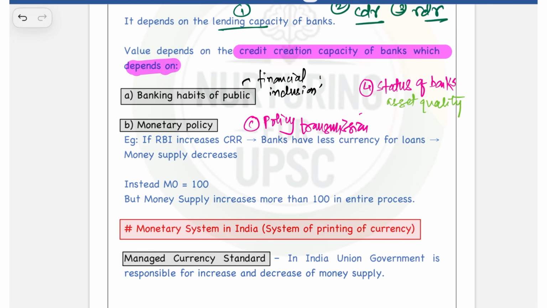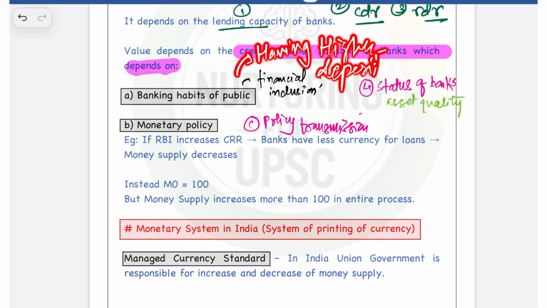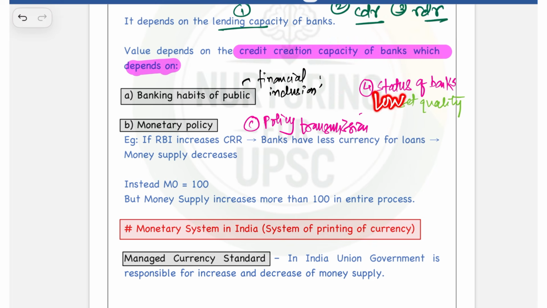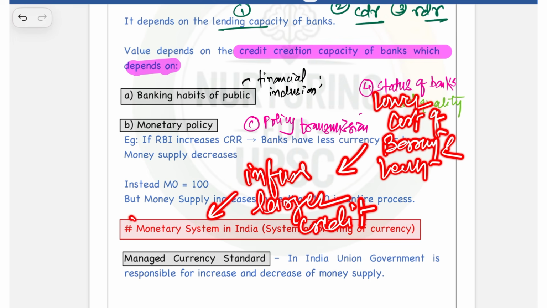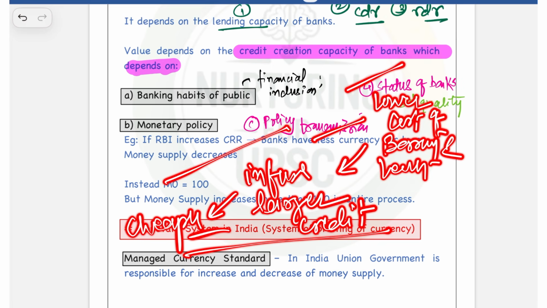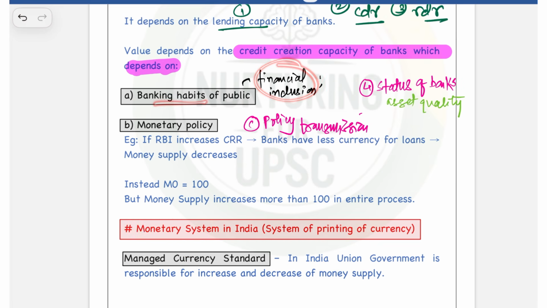So let's say the banking habit of the people increases due to financial inclusion. Then what would people do? People would have higher deposits. These higher deposits would lower the cost of borrowing and lending for the banks, and they would infuse larger credit, and this would make the credit cheaper. So the additional credit creation and additional borrowing is driven by the financial inclusion and banking habits of the people.